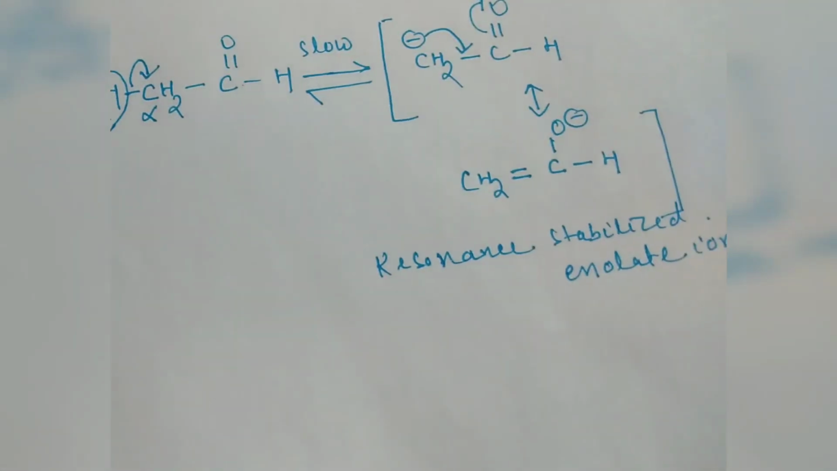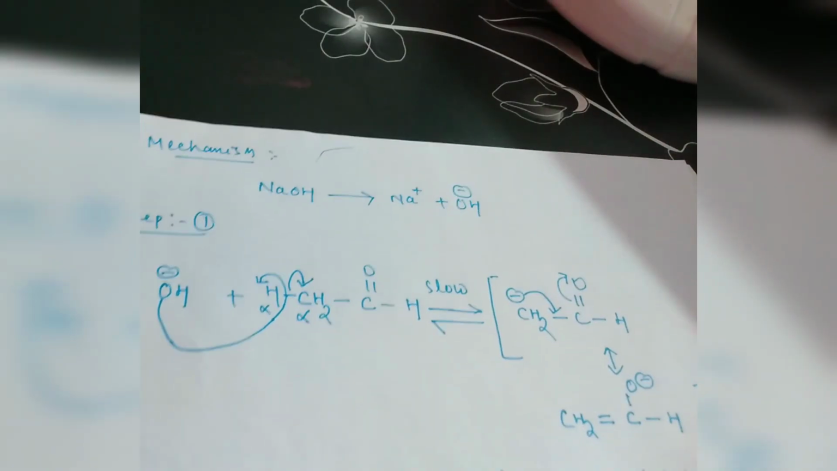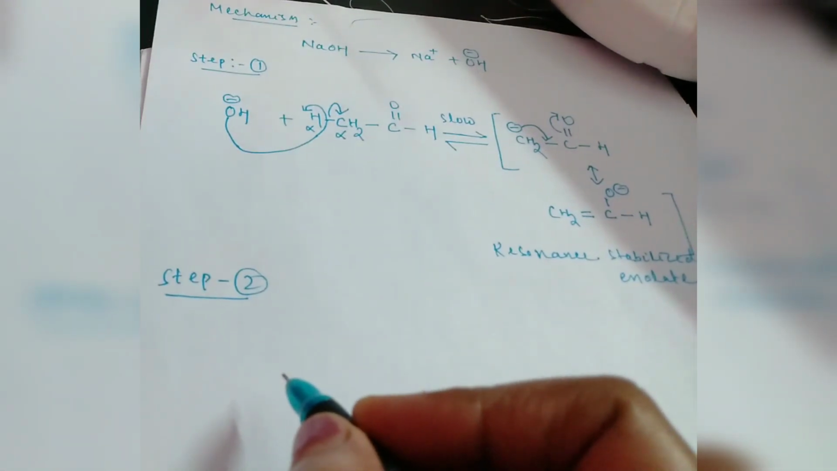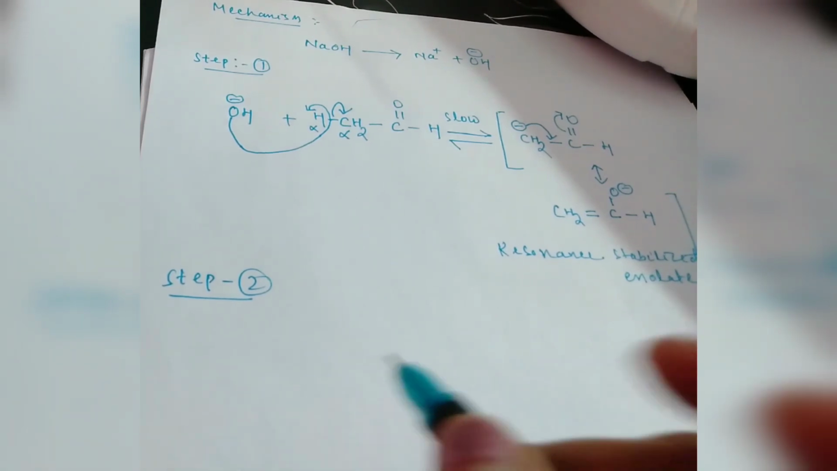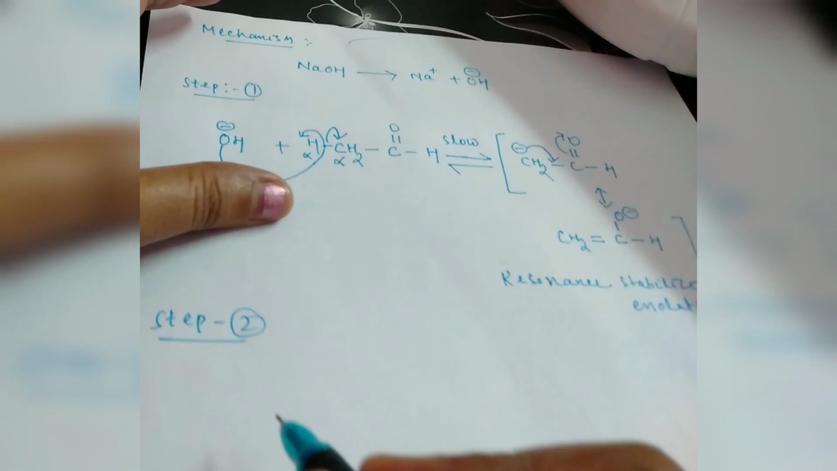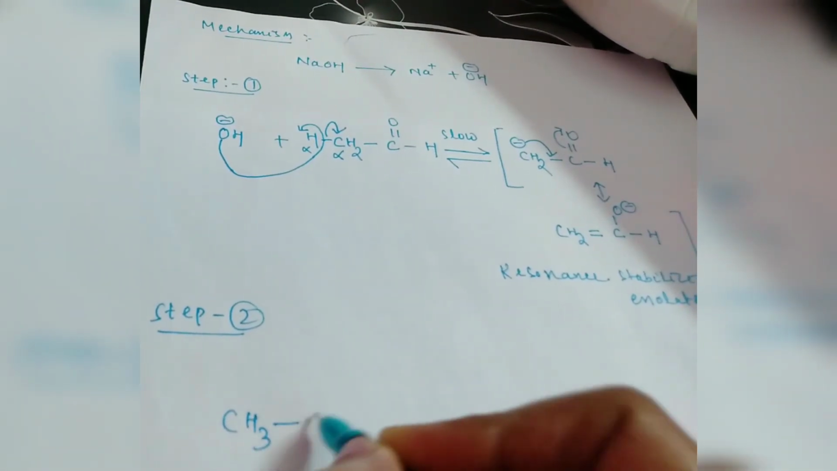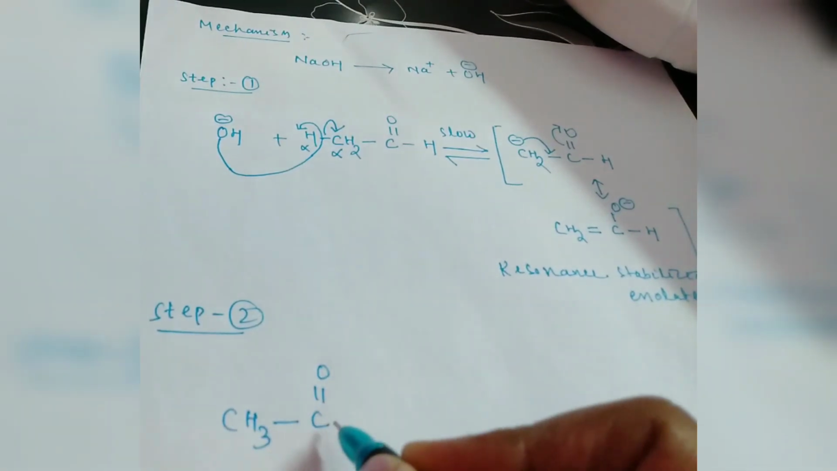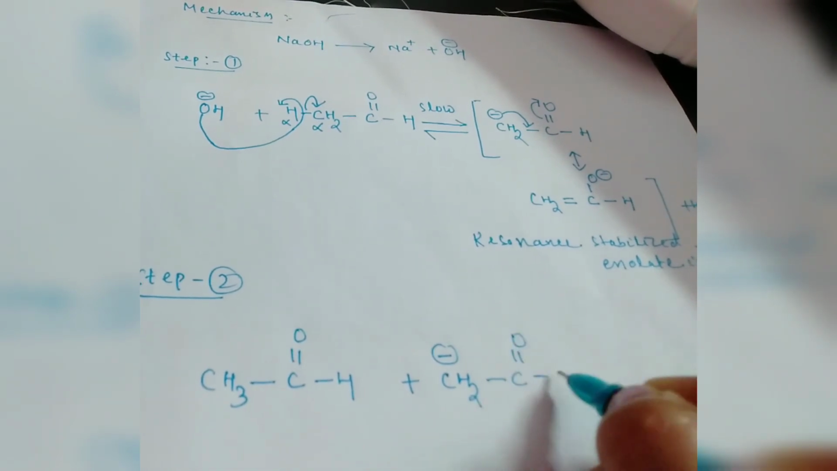Okay, stabilized enolate ion plus H2, which is your bottle. Now in step 2, what happens? This is your step 2. Here the enolate ion will attack the carbonyl carbon of one aldehyde molecule. Suppose if I write the aldehyde molecule, another molecule of acetaldehyde, that is CH3 C double bond OH. One molecule of acetaldehyde plus your enolate ion, that is CH2 minus C double bond OH.